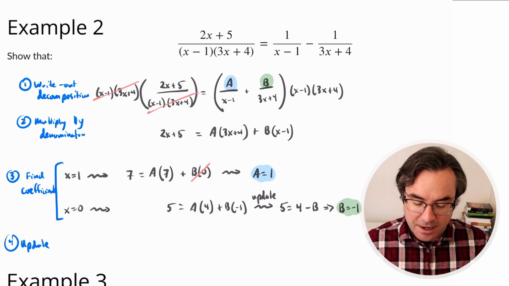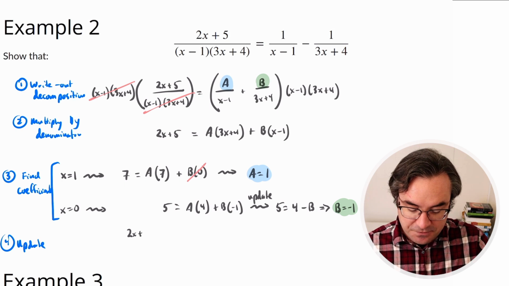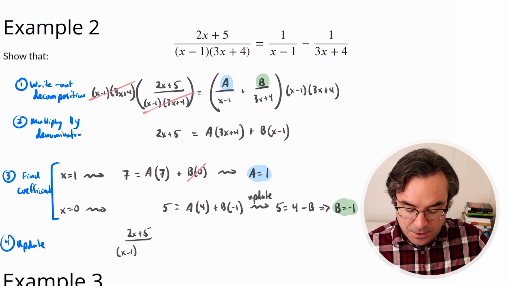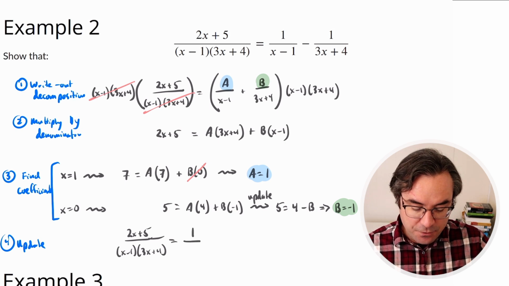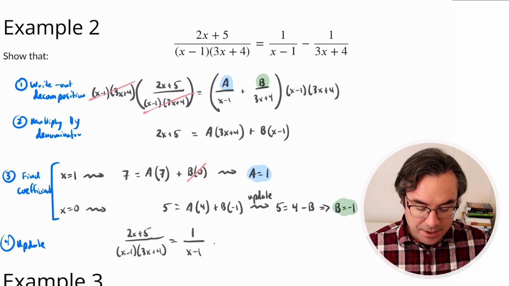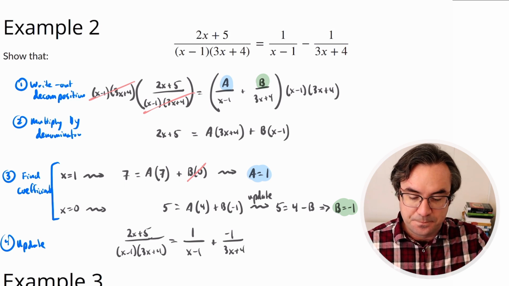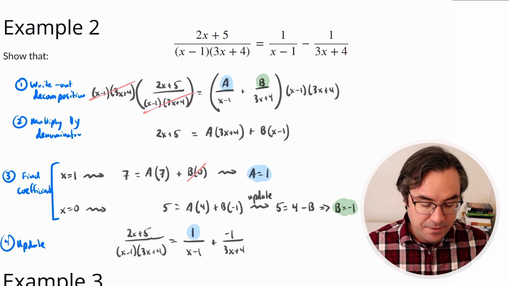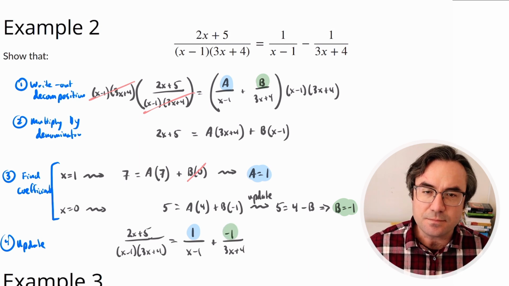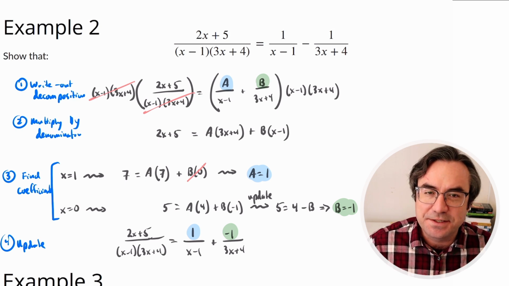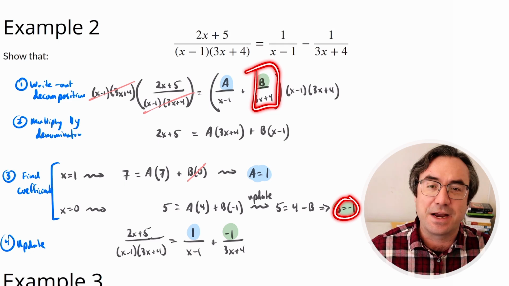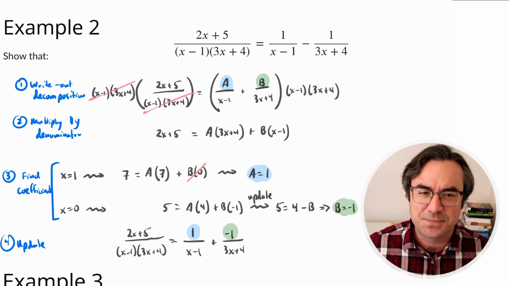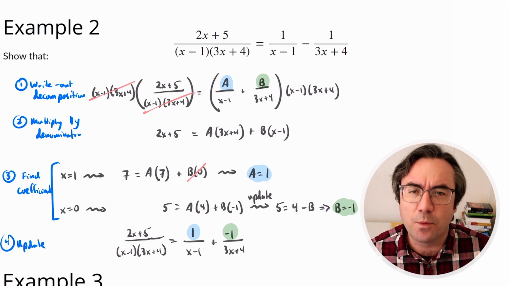So in this case, our function 2x plus 5 over x minus 1 times 3x plus 4 is equal to the a value, which is 1, over x minus 1 plus negative 1 over 3x plus 4. So we're just filling in the a value, and we're filling in our b value there. And you just got to be careful. One easy thing to do, just make sure you're putting the a value on the right fraction, and you're putting the b value on the right fraction.